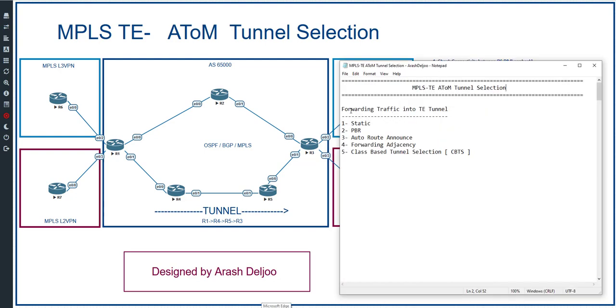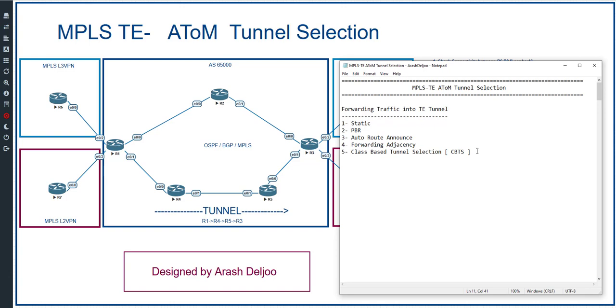You know that for forwarding traffic into a TE tunnel, we can configure a static route, we can configure PBR or policy-based routing, we can configure auto route announce, and also we can use the forwarding adjacency method. And finally, until now, class-based tunnel selection or CBTS based on the experimental bits.